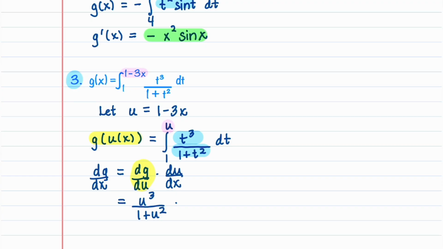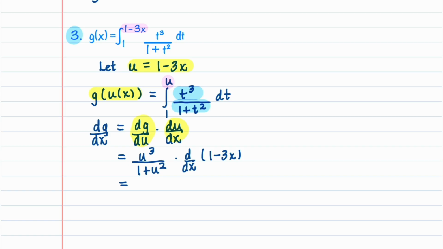Now we have to think about du dx. u is given right here. So du dx is just the derivative with respect to x of 1 minus 3x. This gives us u cubed all over 1 plus u squared times this derivative, which is equal to minus 3. Now, we're not quite done. We need to put our answer back in terms of x. So we're going to use this value of u and plug it into our answer.